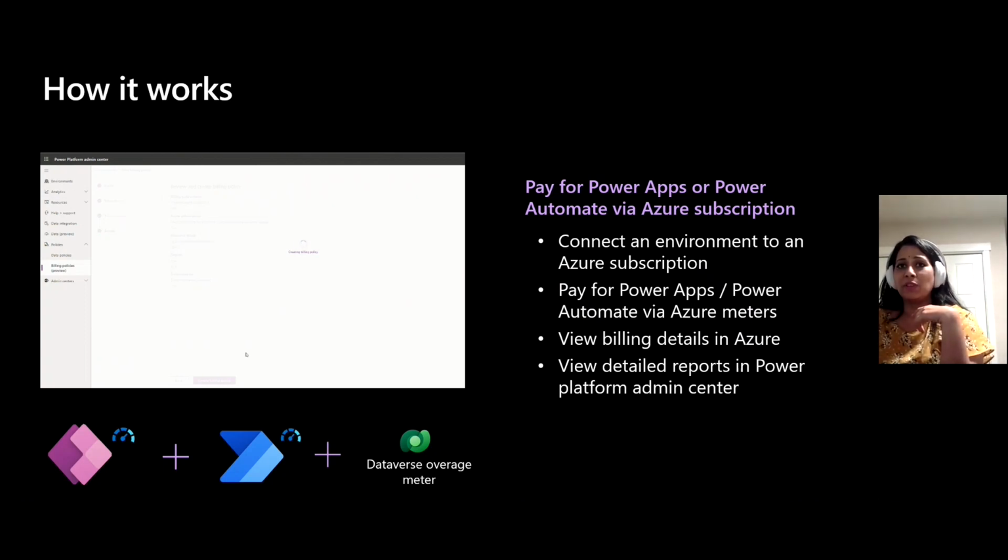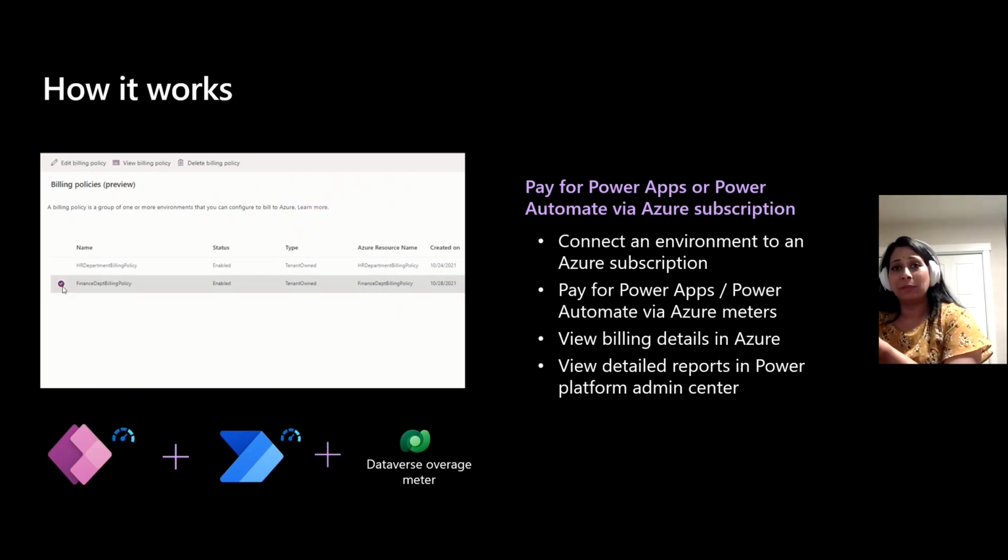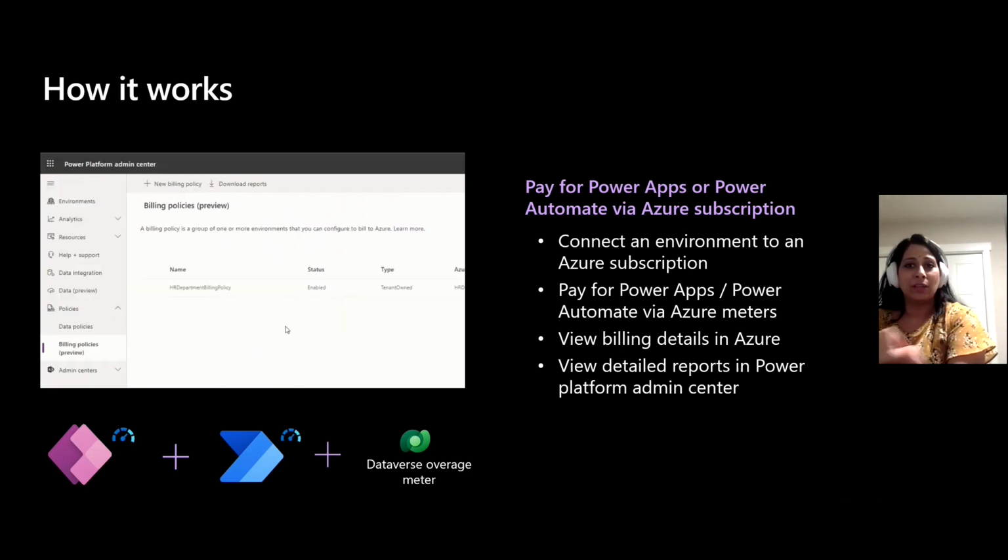Once you turn on pay as you go at an environment level, all meters are turned on together. So there is no need for upfront licenses in a pay as you go environment. Similarly, there are no paywalls to use any premium features. Once you have pay as you go, you can start using Power Apps, Power Automate, and Dataverse.